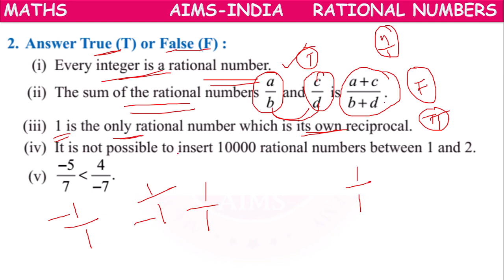It is not possible to insert 10,000 rational numbers between 1 and 2. They are telling not possible. Wrong children. Because between 1 and 2 we can insert infinite numbers, not just 10,000. More than 10,000 also we can keep.